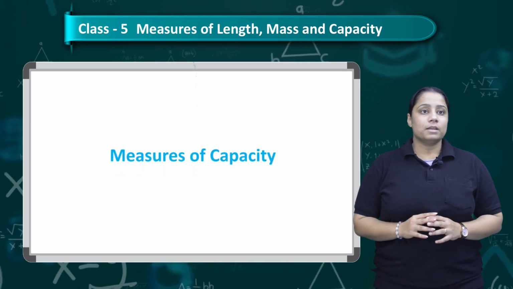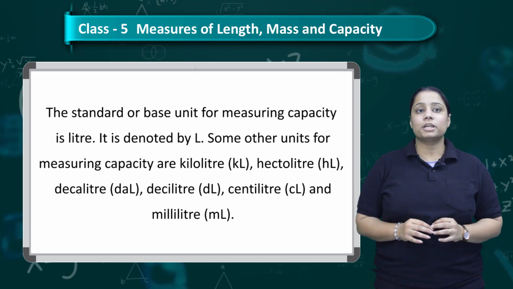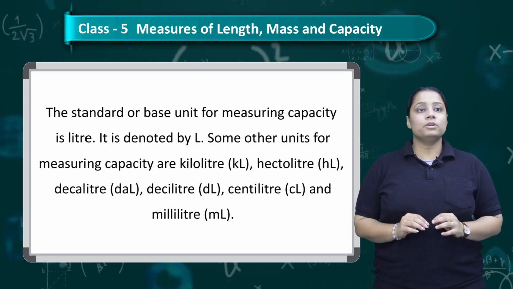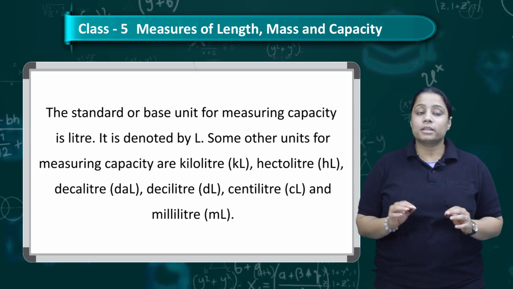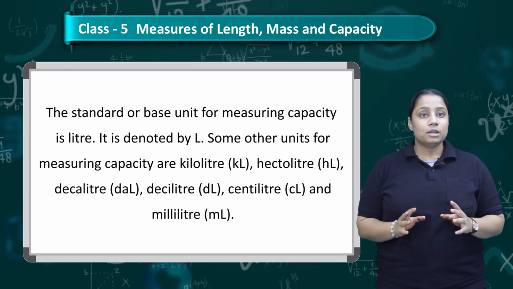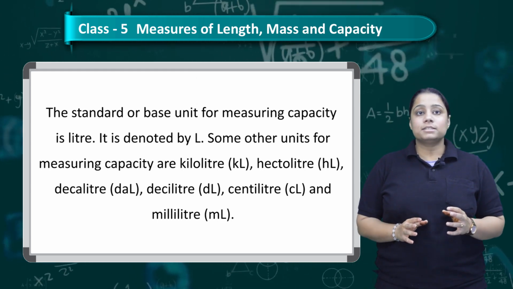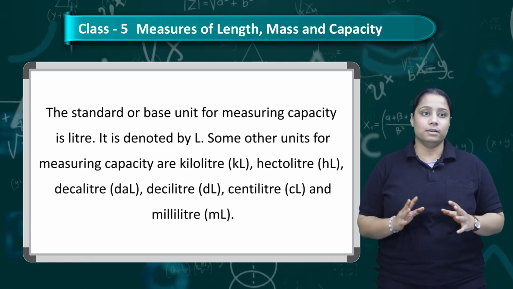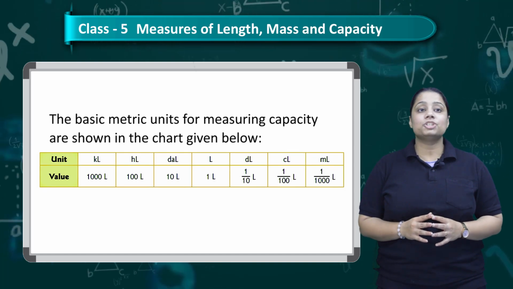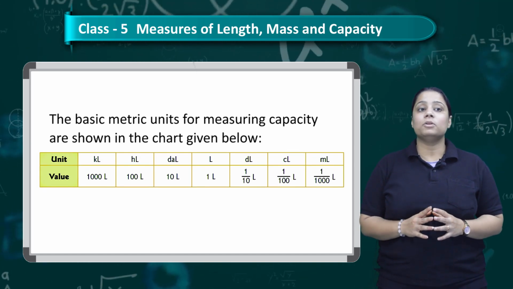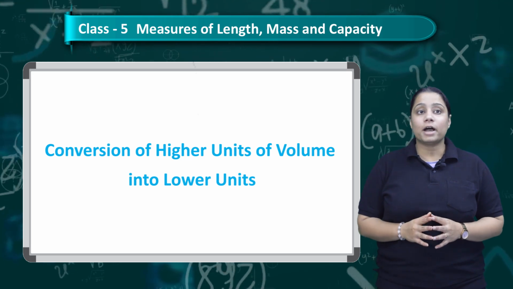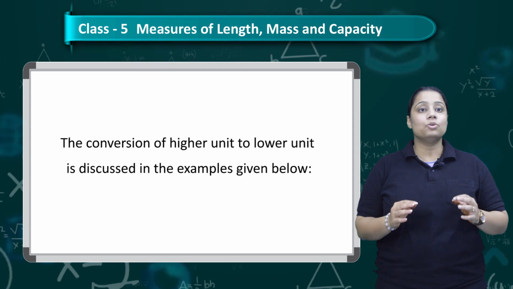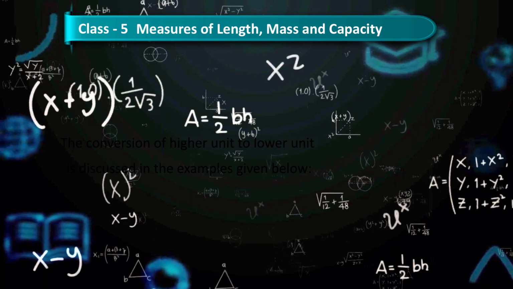Measures of capacity. The standard or base unit for measuring capacity is liter. It is denoted by L. Some other units for measuring capacity are kiloliter KL, hectoliter HL, decaliter DAL, deciliter DL, centiliter CL and milliliter ML. The basic metric unit for measuring capacity are shown in the chart given below. Conversion of higher units of volume into lower units. The conversion of higher unit to lower unit is discussed in the examples given below.